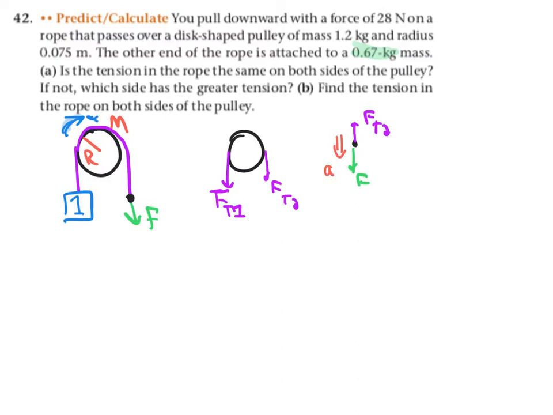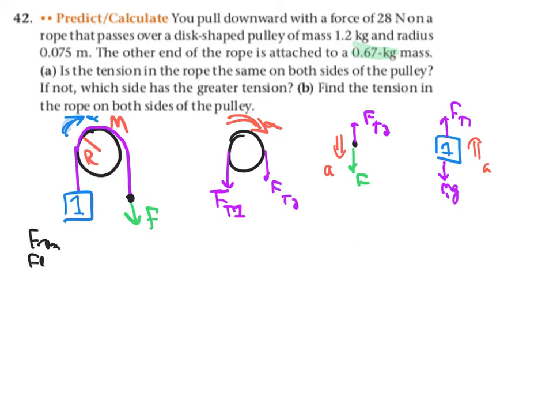And I guess we should actually put the other mass in. That has an FT1 pulling up and an m1g pulling down. And then we know that for every centimeter you pull your hand down, the box goes up. So there's also an acceleration of the box going up, A. And because that's happening, we have some rotational motion, so there's an alpha there as well.